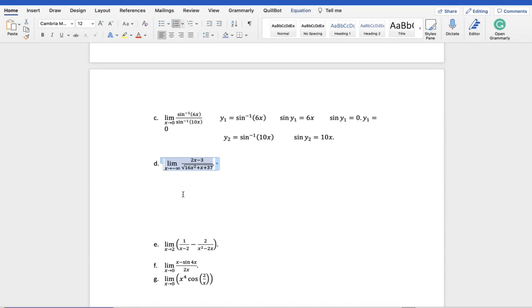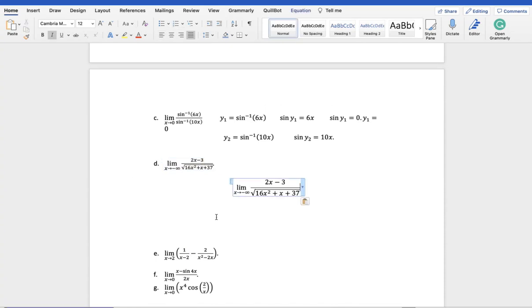Now if you move on to sub-question D here, you have the limit as x tends to negative infinity of 2x minus 3 over the square root of 16x squared plus x plus 7, plus 32.